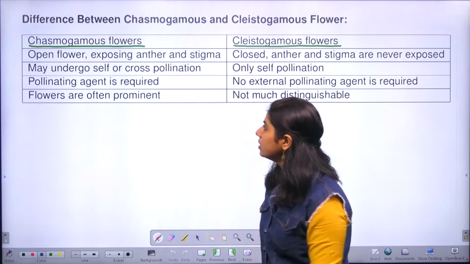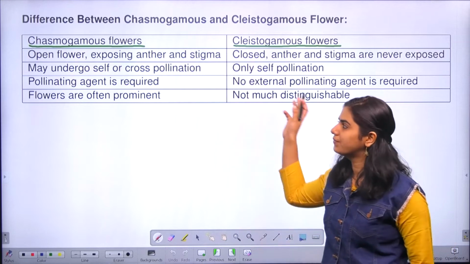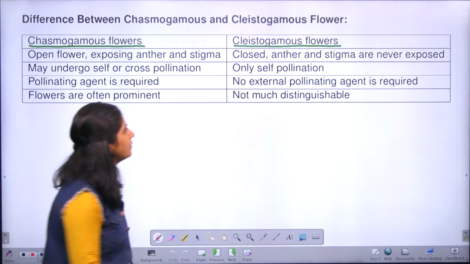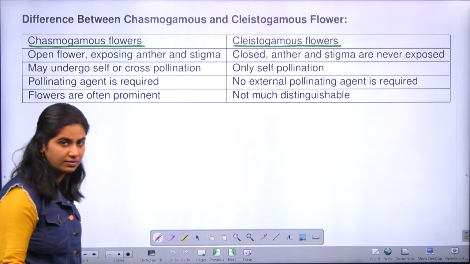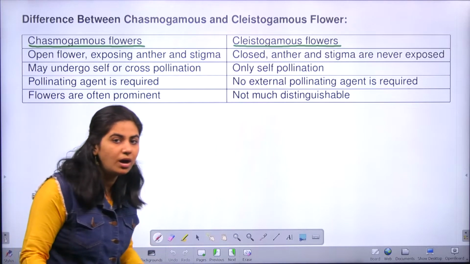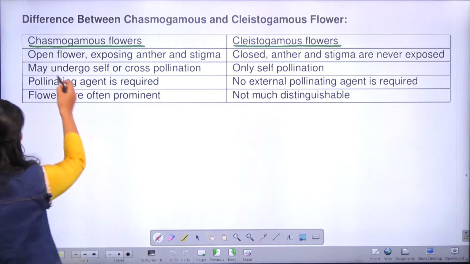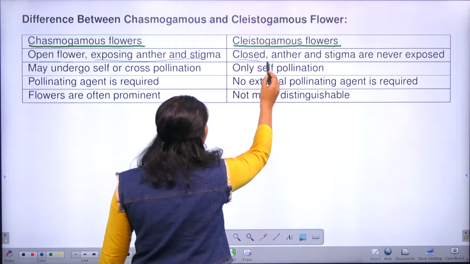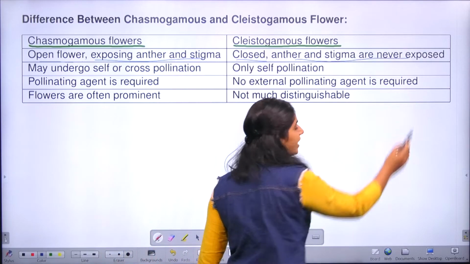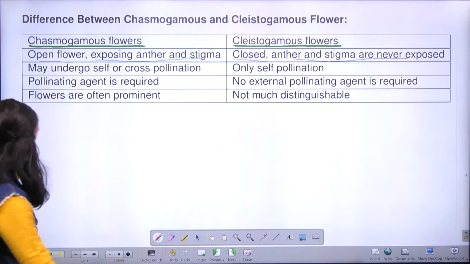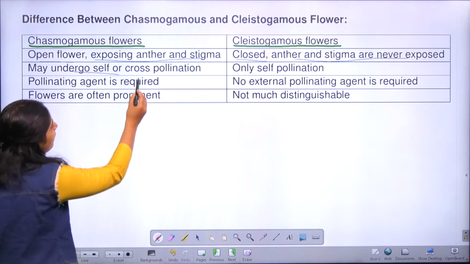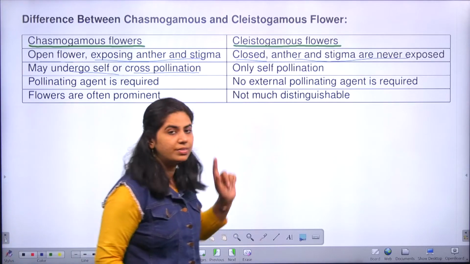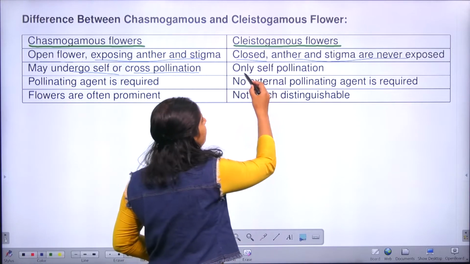Before going to the next option, let's find out the difference between Cosmogamous flowers and Clistogamous flowers. We know that Clistogamous flowers are normally closed flowers, right? So their anther and stigma won't be exposed. In Cosmogamous, open flowers expose anthers and stigma. Here the flower is closed and the stigma and anthers are never exposed. And the second one was may undergo self or cross pollination, right? Cosmogamous may undergo self or cross pollination, but here they undergo only self pollination.